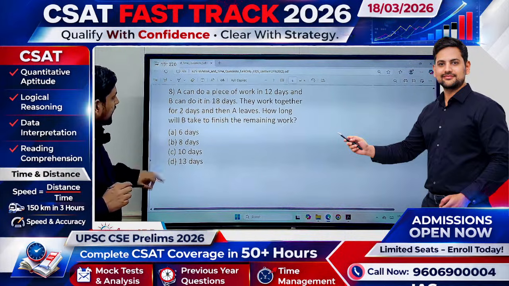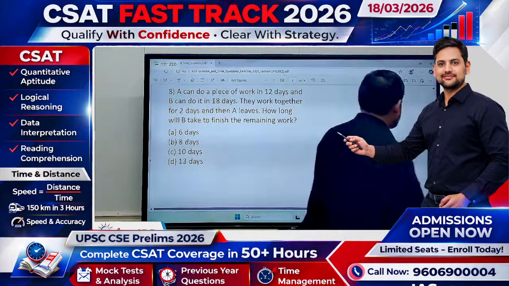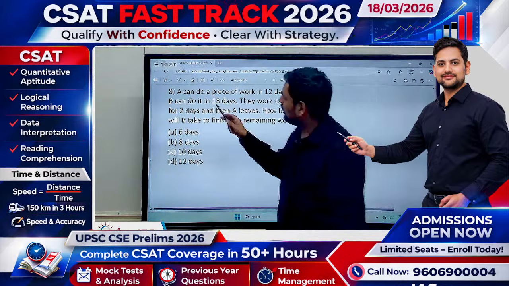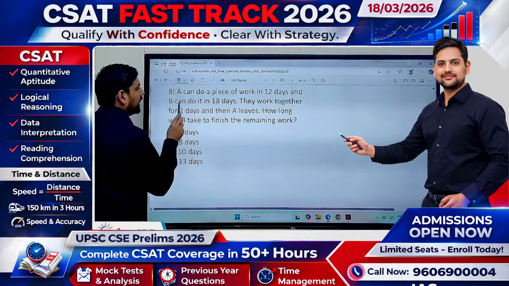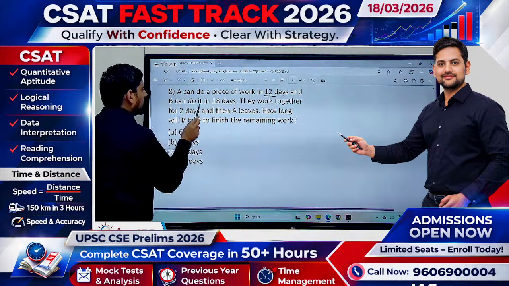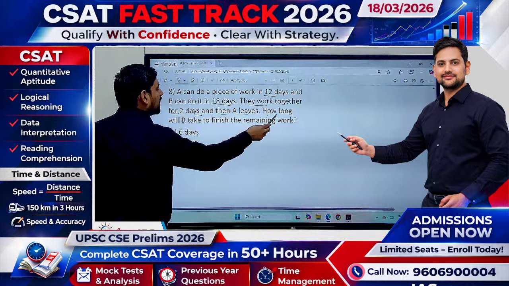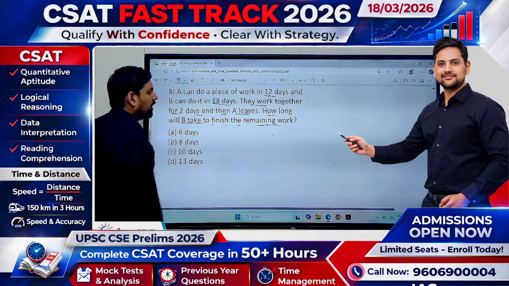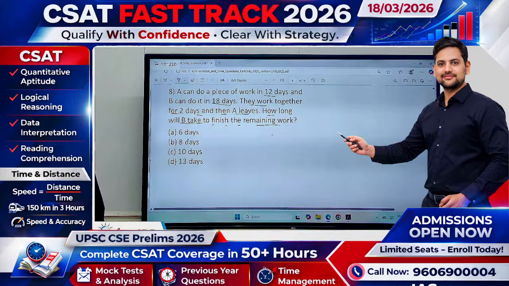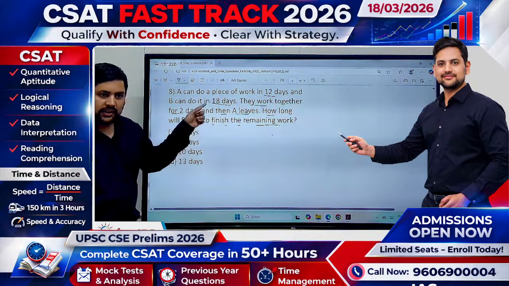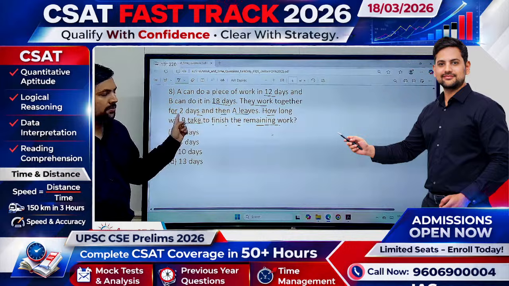Let's take this as an example. So it says what? A can do a piece of work in 12 days. B can do it in 18 days. They work together for 2 days. Then A leaves. How long will B take to finish the remaining work? Understood? What it is saying? It is saying both work together. Then A leaves. Now B does the remaining work. How much time B will take?